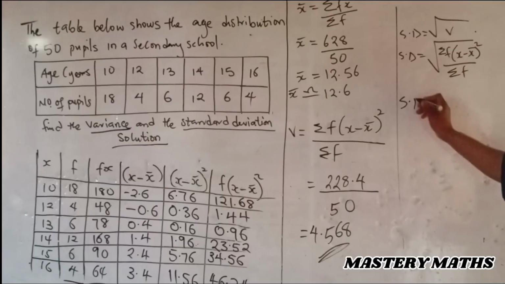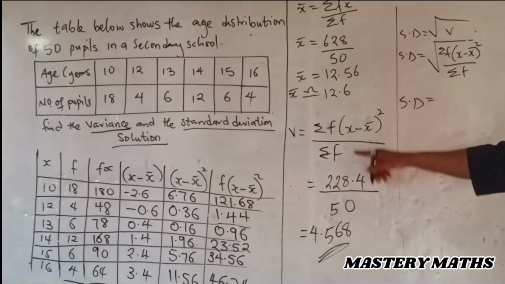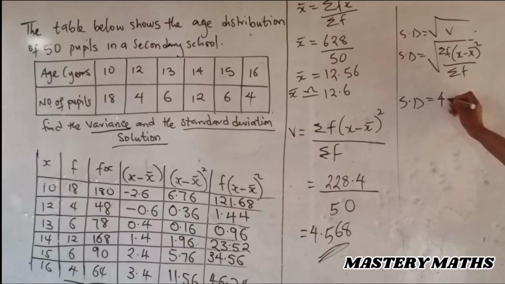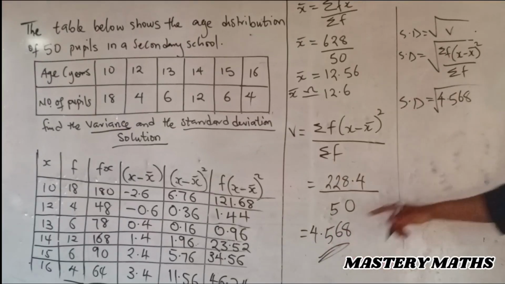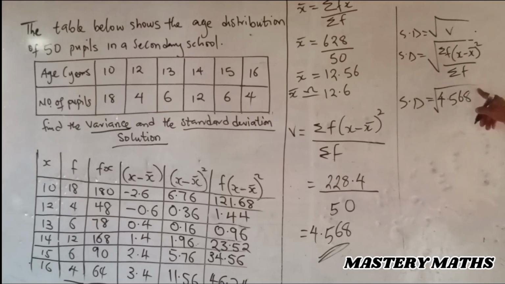So we say our standard deviation will be, already we've gotten the answer to this. This is just what we just solved, and it gave us 4.568. Now we look for the root of it. Remember, you don't need to solve for this again. Already we solved for it and it gave us 4.568. So the 4.568 we have here, we put it here with your root.